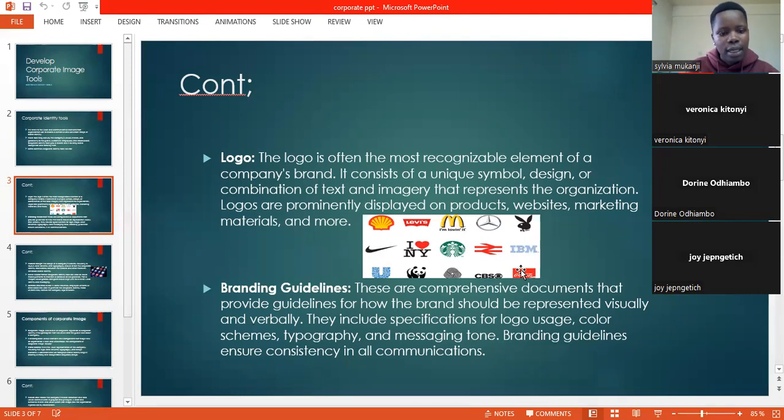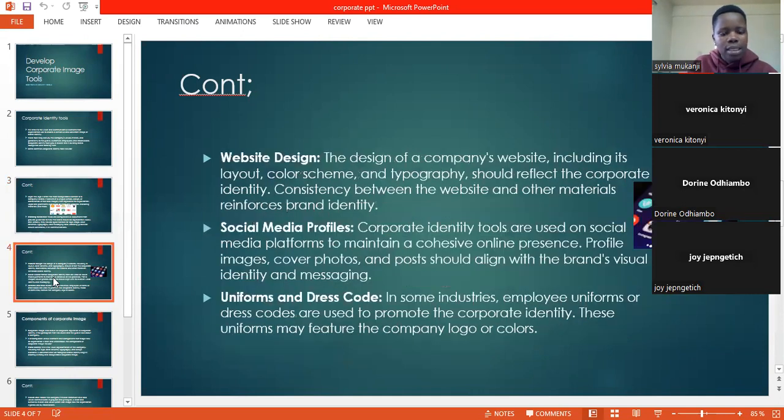Number two is branding guidelines. These are comprehensive documents that provide guidelines for how the brand should be represented visually and verbally. Number three is website design. This is how the companies define their website, e.g. how they are laid out, the color scheme, the typography, and how it should reflect the corporate identity.